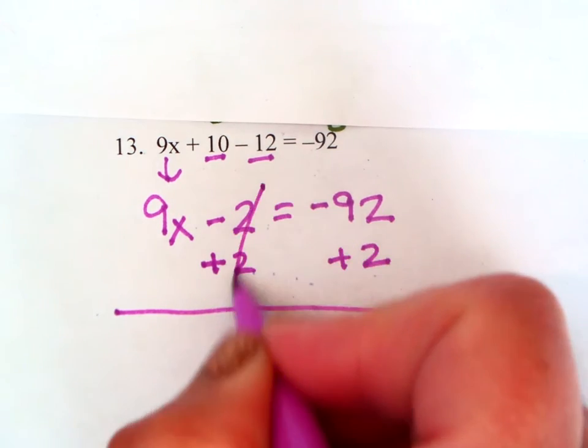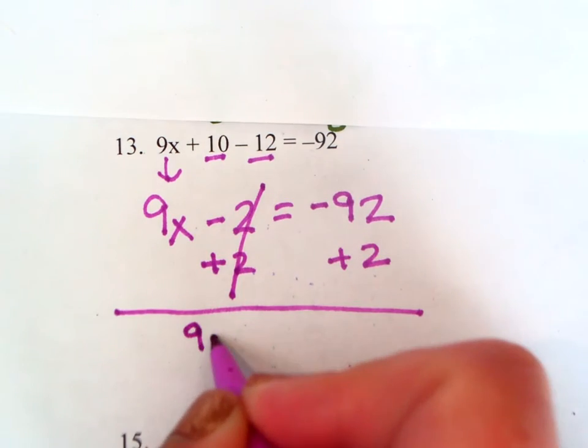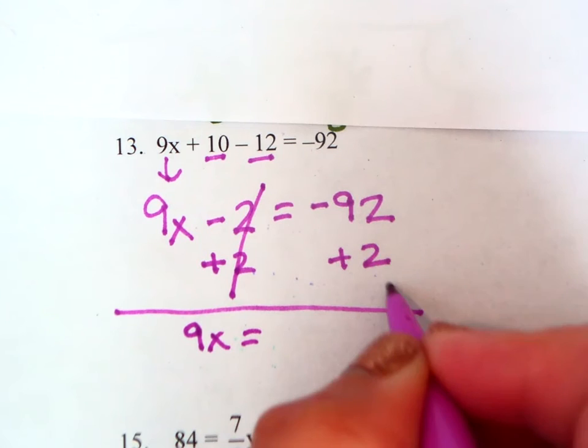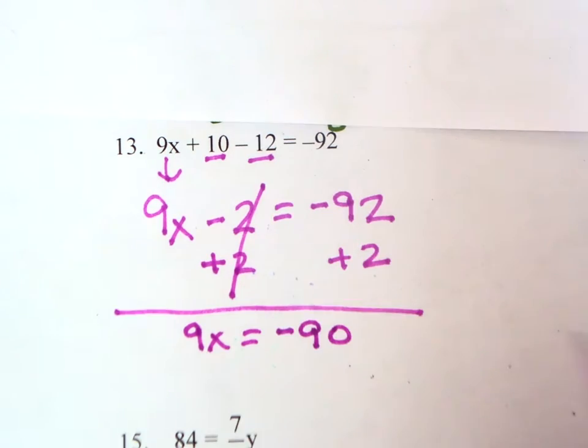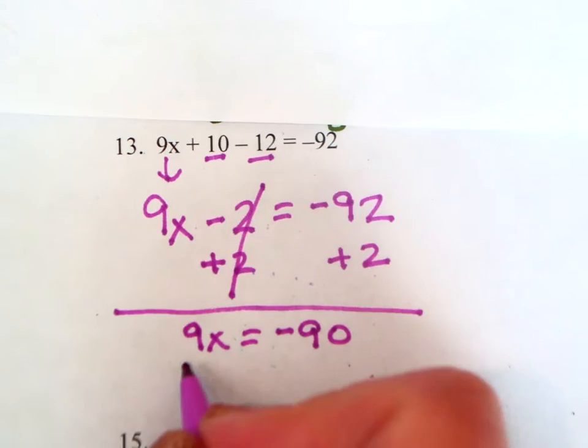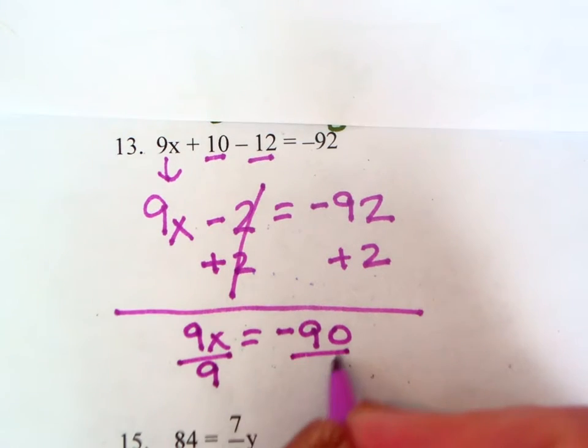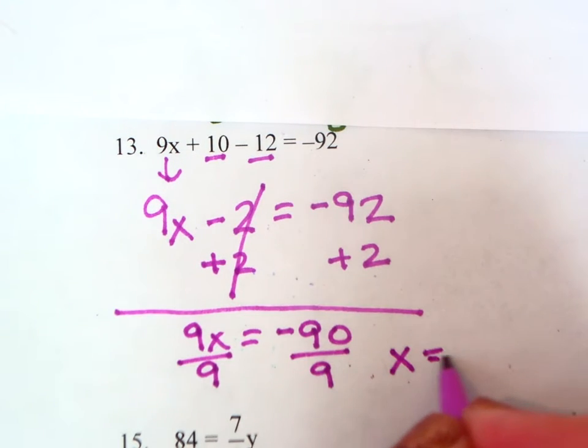Negative 2 plus 2 is 0. 9x over here. Negative 92 plus 2 is negative 90. Okay, and then we're going to divide by 9. So x is negative 10.